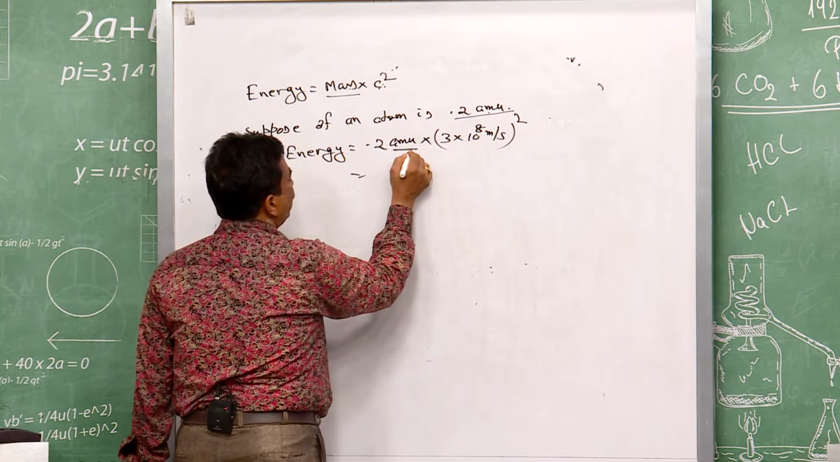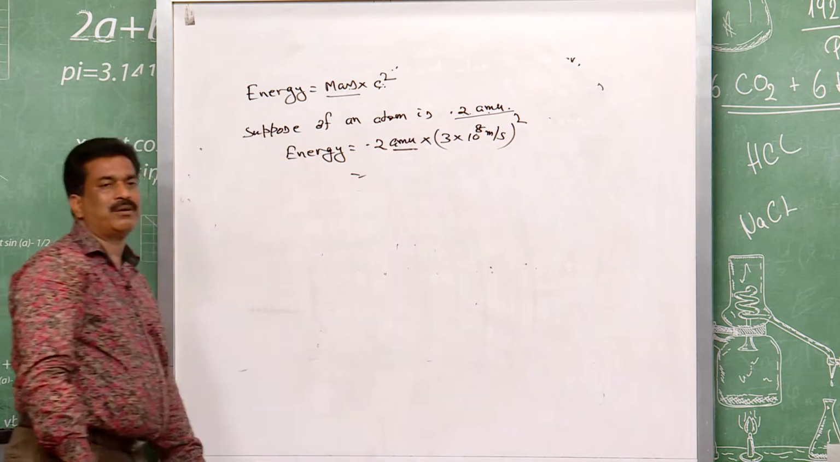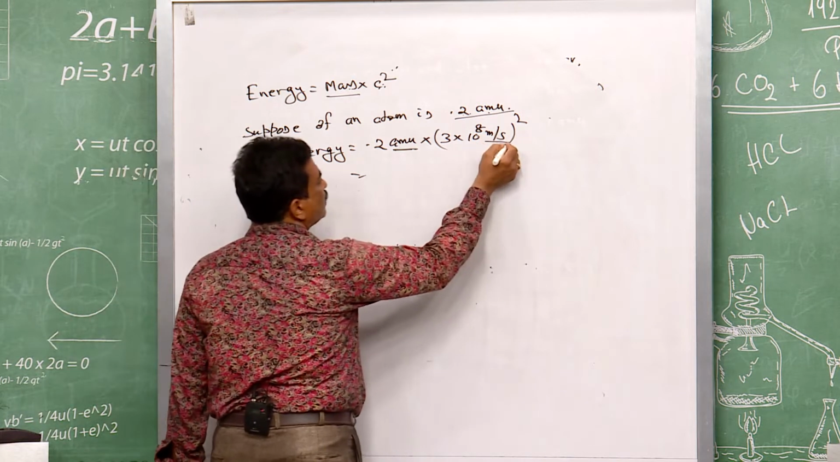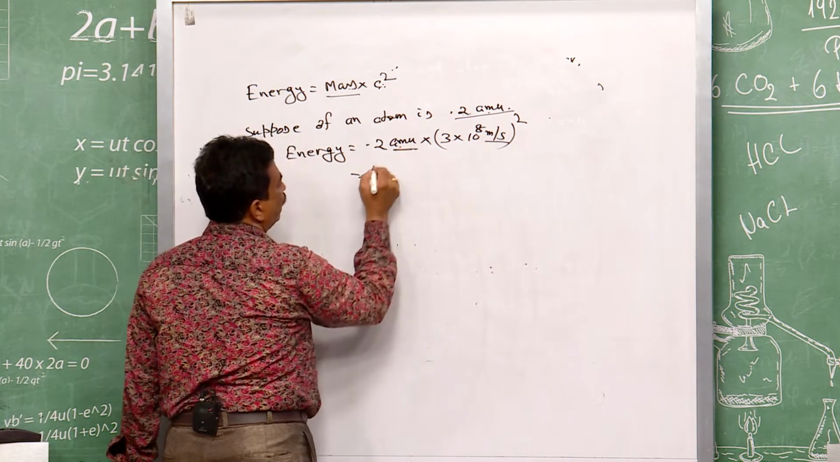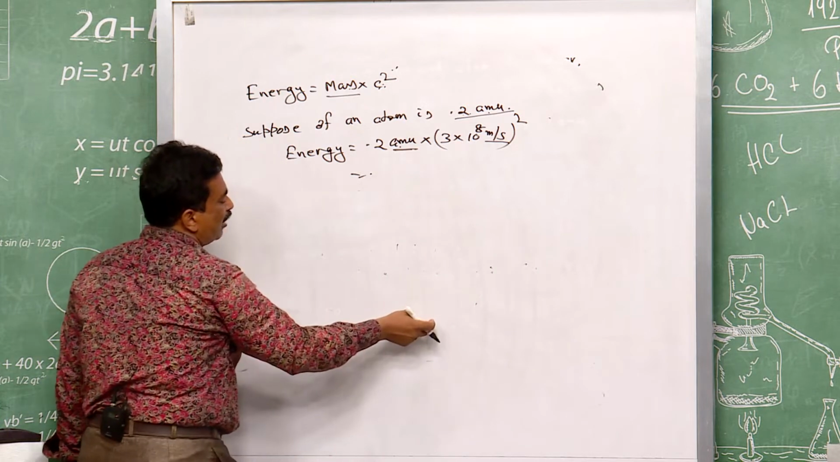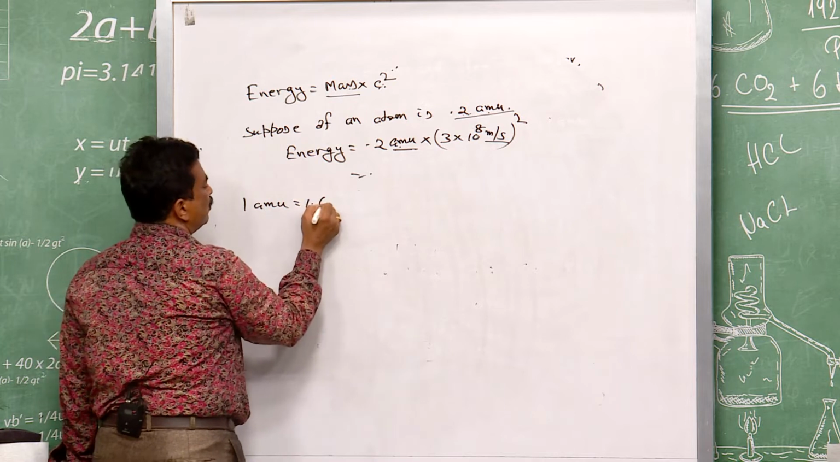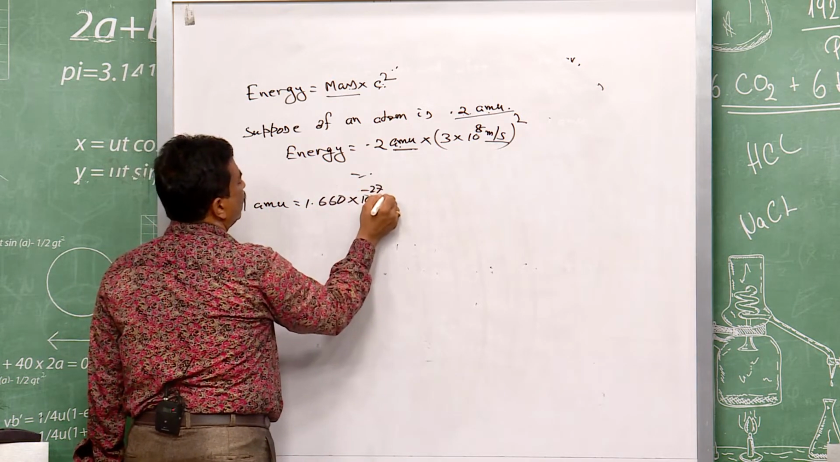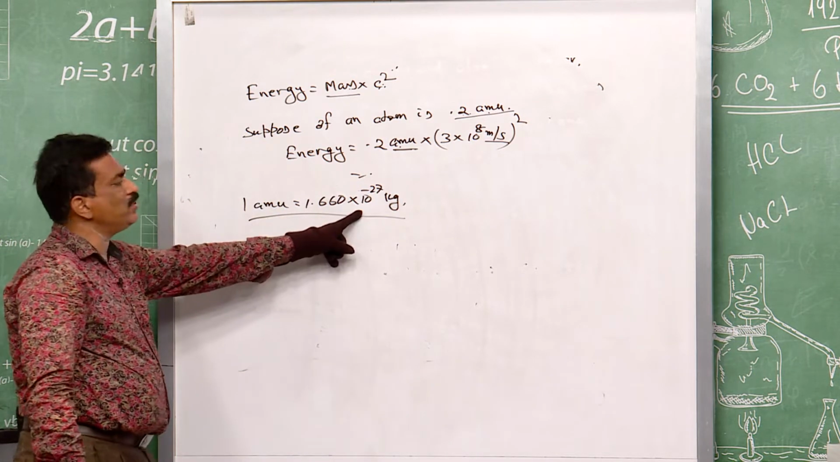But this amu has to be converted into either MKS or CGS. It is not in MKS, so it has to be converted into MKS. So 1 amu is how much we have written? 1 amu is equal to 1.660 into 10 to the power of minus 27 kg. Today we have written that 1 amu is equal to this much.